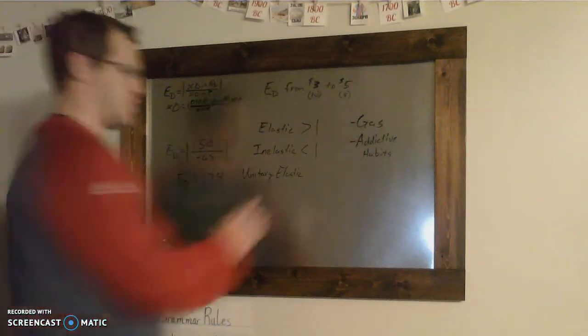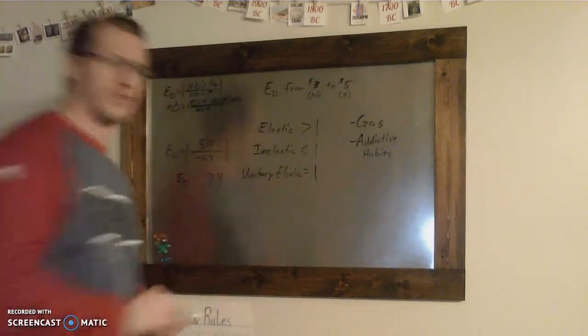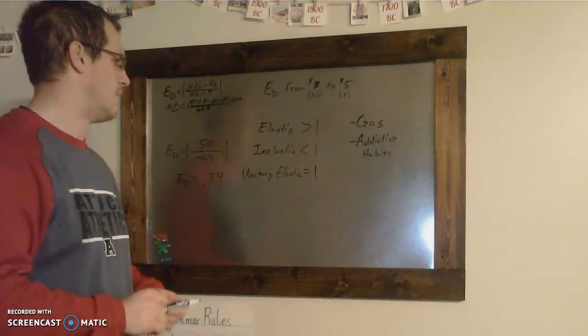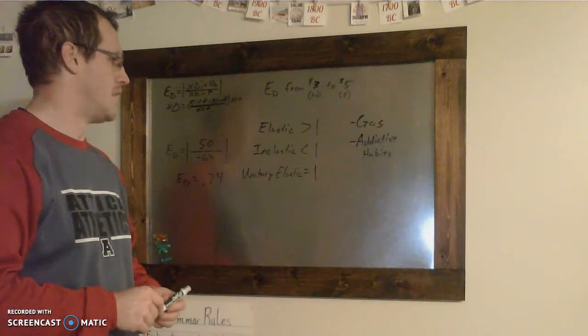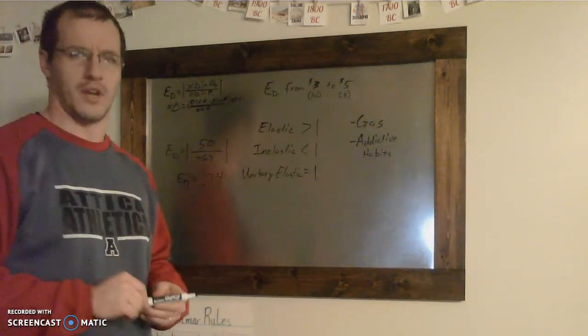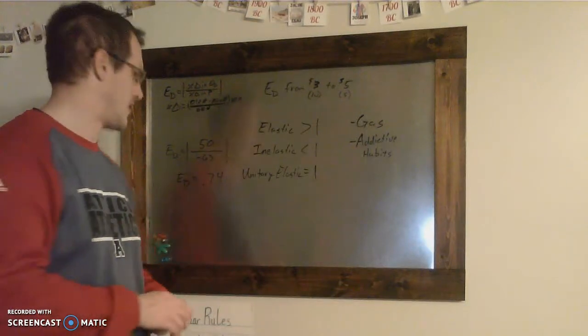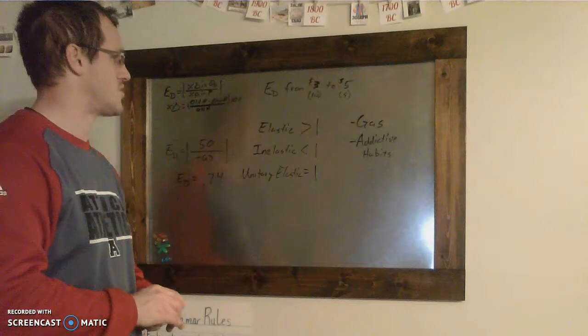The last one is unitary elastic. These are somewhat difficult, but these are goods whose elasticity is exactly equal to 1. Again, we don't see these very often, but it is a condition that you will run into occasionally, and we'll talk a little bit more about that at some point here in class. So, again, most of this is just going to be for running through the formulas.